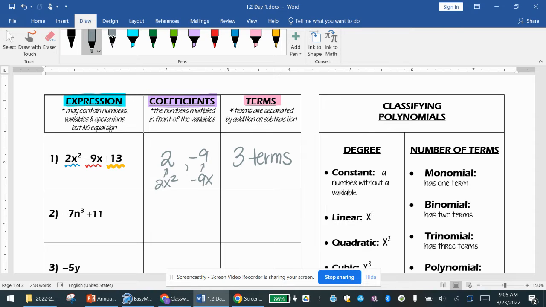We have -7n cubed plus 11. So we have the -7n cubed and then the 11. The 11 does not have a variable attached to it with multiplication, but the -7 is attached to the n cubed. So the -7 is a coefficient that comes from the -7n cubed. When you look at the addition and subtraction signs, coming back to number 1, they tell you how many terms there are. So here there are only 2 terms.